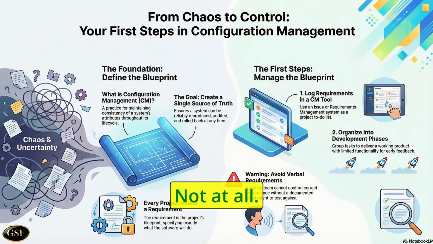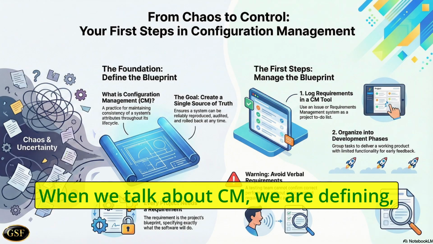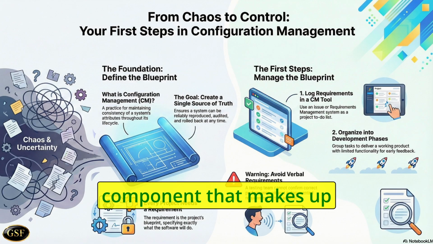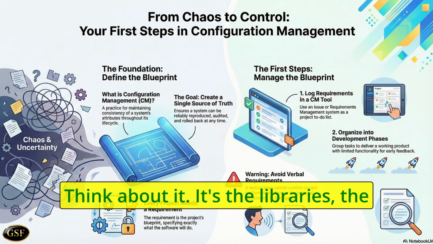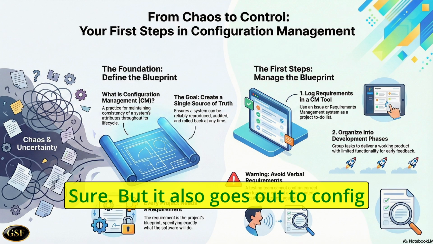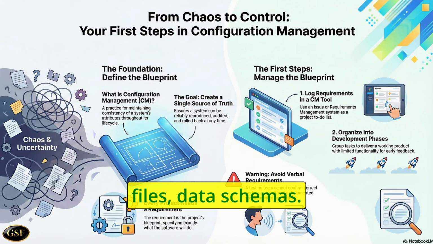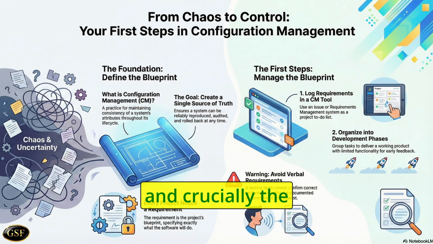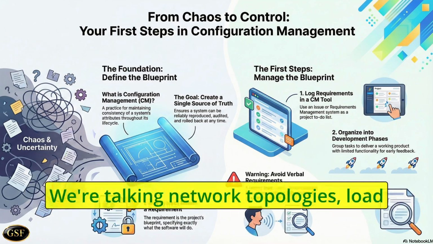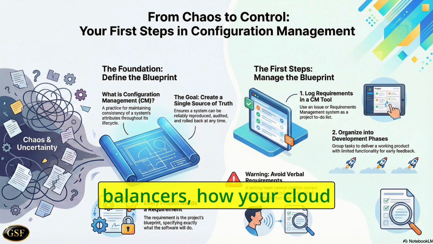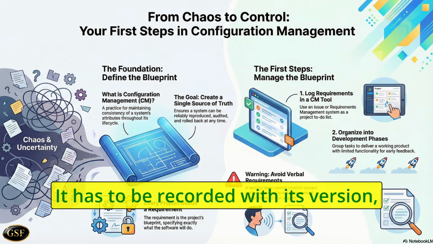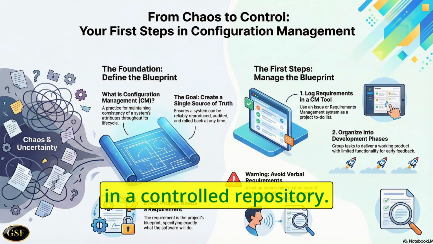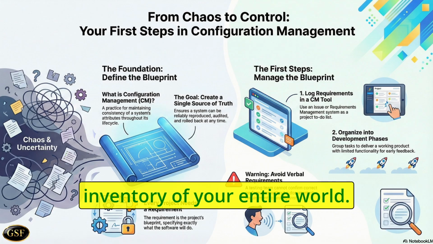So it's not just the code. Not at all. When we talk about CM, we are defining, identifying, and controlling every single component that makes up your operational environment. Every component. Think about it. It's the libraries, the binaries your code depends on, sure, but it also goes out to config files, data schemas, the specific OS versions. And now the infrastructure itself. And crucially, the definitions of your infrastructure. We're talking network topologies, load balancers, how your cloud services are defined, all of it. It has to be recorded with its version, its relationships, its dependencies, all in a controlled repository. It's like the ultimate versioned inventory of your entire world.